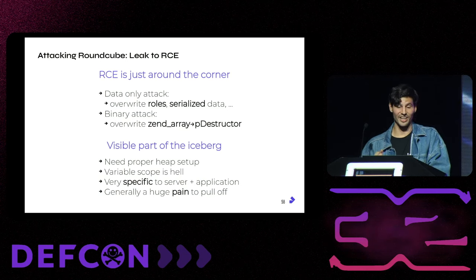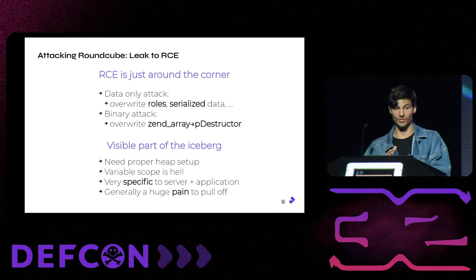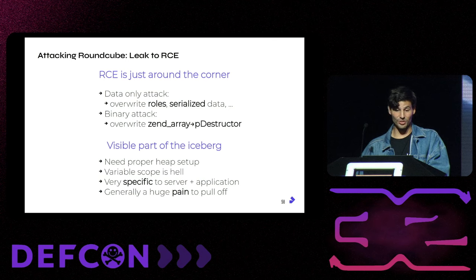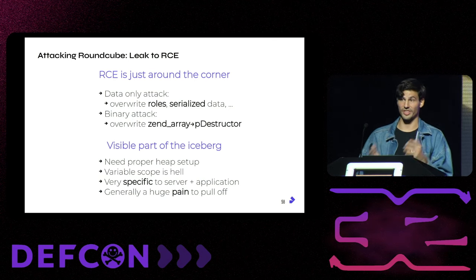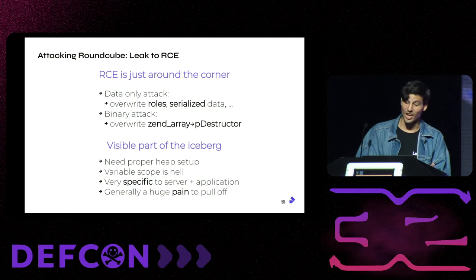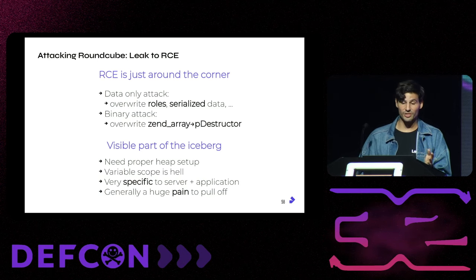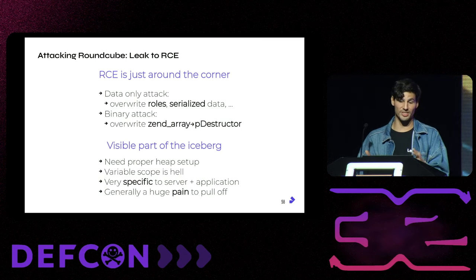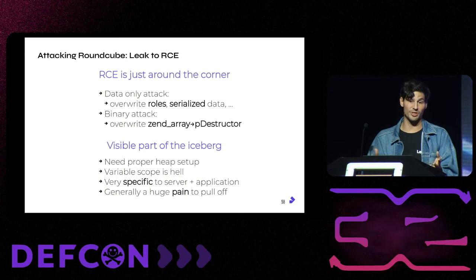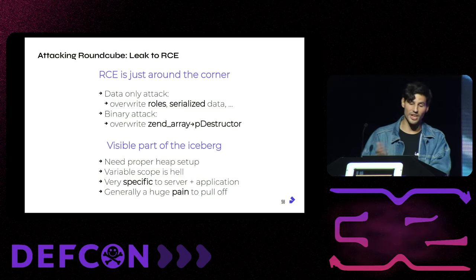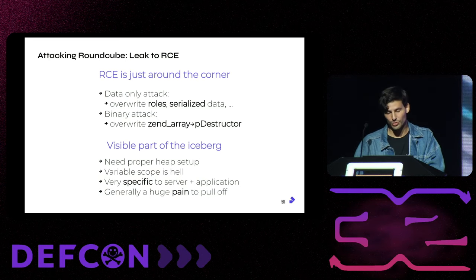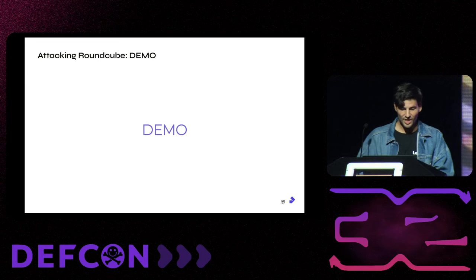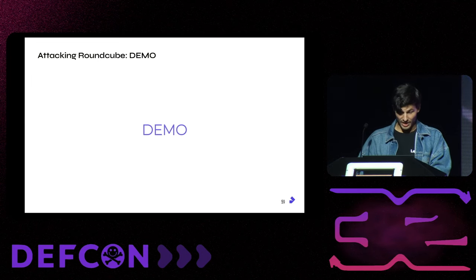In addition to this, variable scope is hell. If you have a method that is called and then it exits the method, every variable that is in the method is going to be freed. So it will completely change the heap as well. And also, obviously, your attack is very specific to the server that you're targeting, the application that you're targeting, and also the settings. I think the original exploit that I built was for RoundCube in French. If I changed the language to English, it wouldn't work. Because the strings that get allocated with error messages wouldn't be the same, and that would completely change the shape of the heap. So again, it's a huge pain to pull off. So don't do it unless really necessary. But it works.